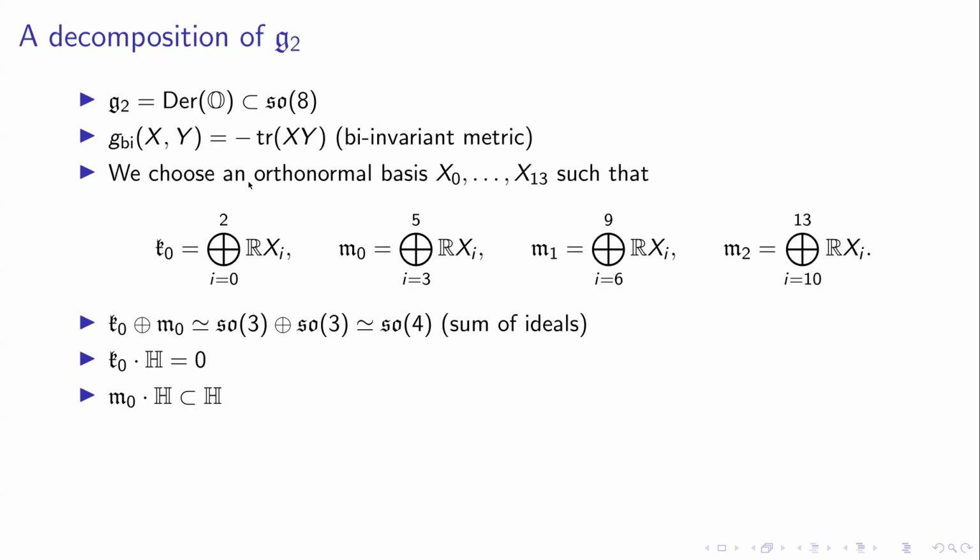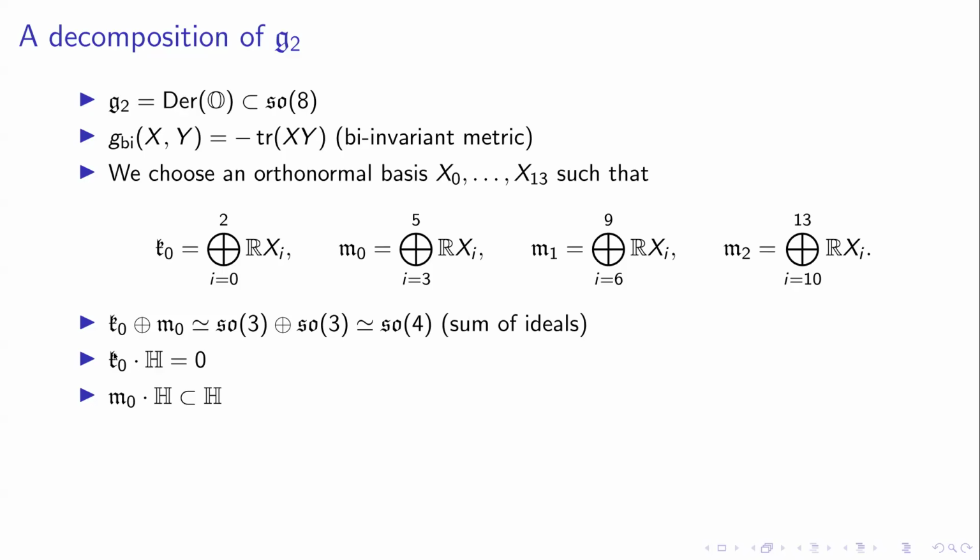This basis of G2 has the following property. The first three elements generate a Lie subalgebra isomorphic to SO3. The second three elements are another SO3, and this SO3 commutes with the first, and they give the maximal SO4 inside G2.